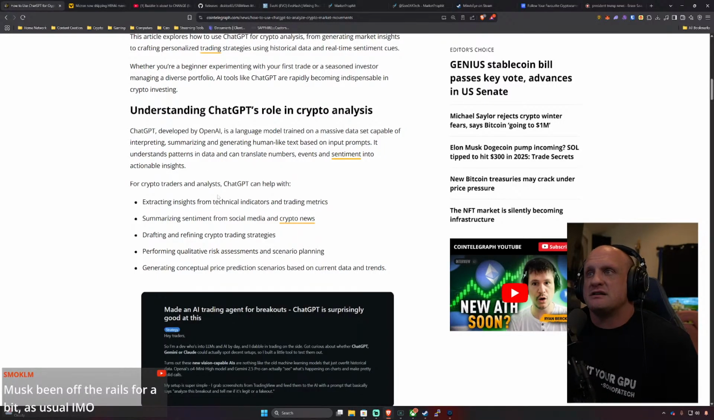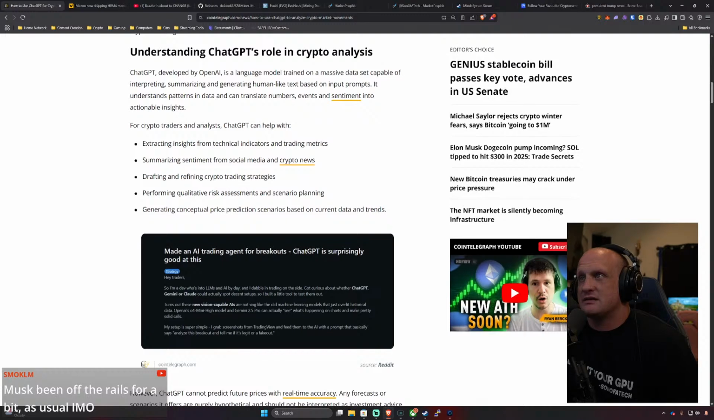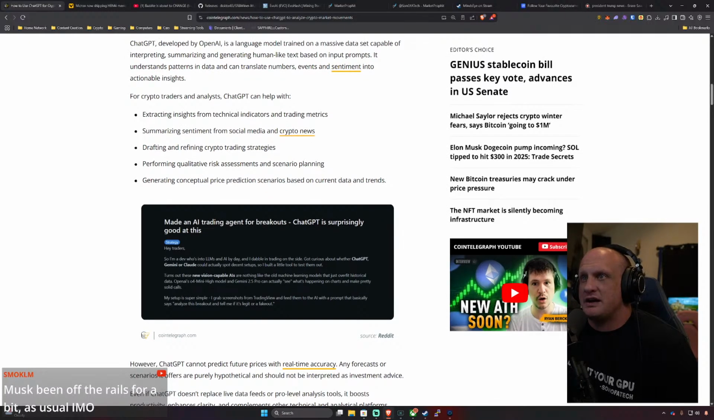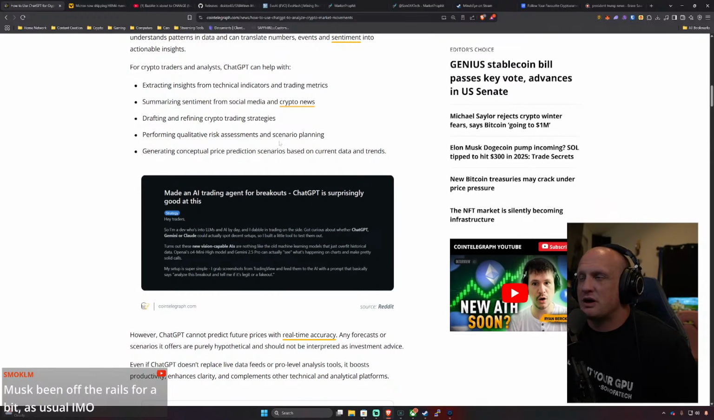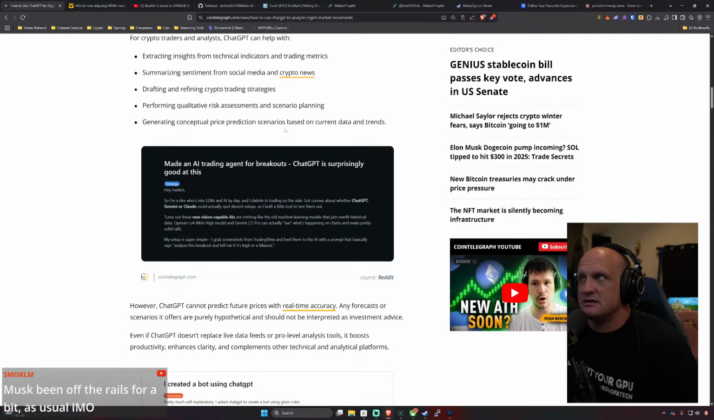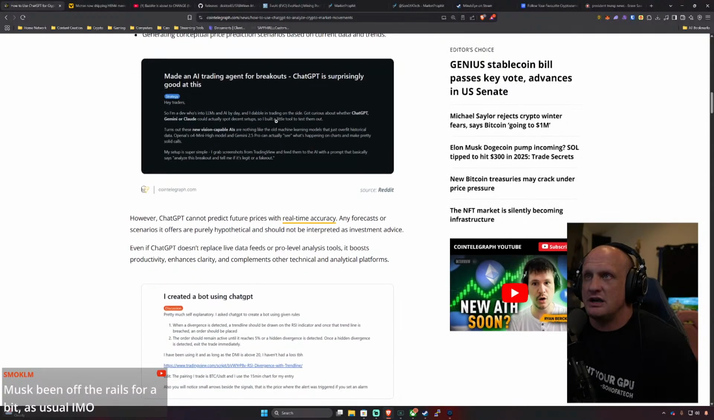For crypto traders and analysts, ChatGPT can help with extracting insights from technical indicators and trading metrics, summarizing sentiment from social media and crypto news, drafting and refining crypto trading strategies, performing qualitative risk assessments and scenario planning, and generating conceptual price prediction scenarios based on current data and trends.